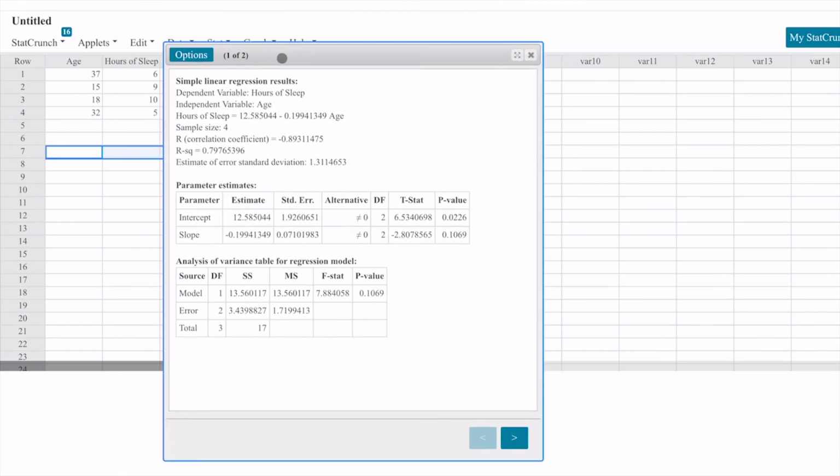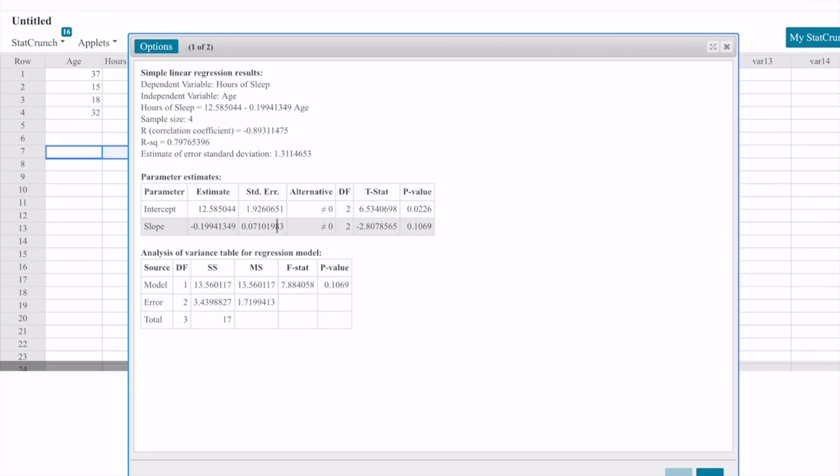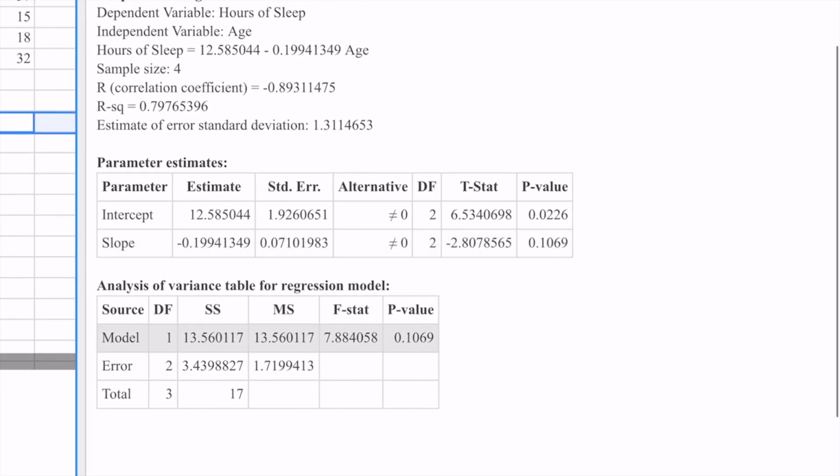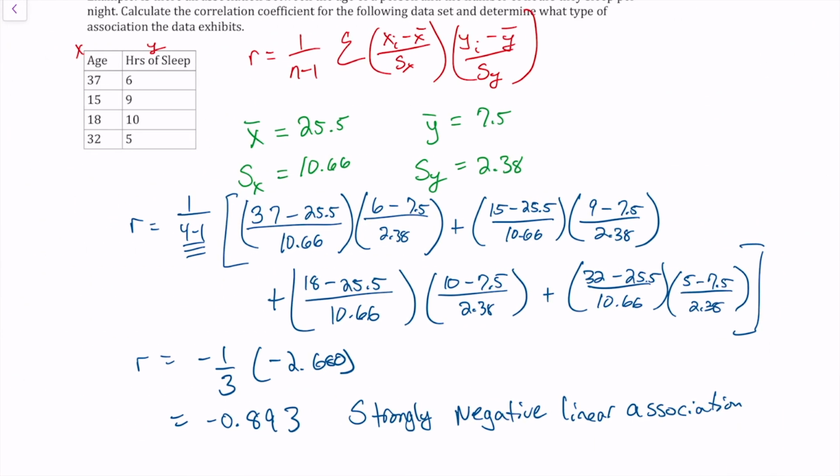What's going to happen is they're going to give us a lot of information. But for right now, the only thing that you guys need to be concerned with is R, the correlation coefficient. Let's see if I can highlight it. And there we go, folks. It's a negative 0.893, which is precisely what we got by hand. So the moral of the story is put this in StatCrunch, because we're not going to be doing this by hand.